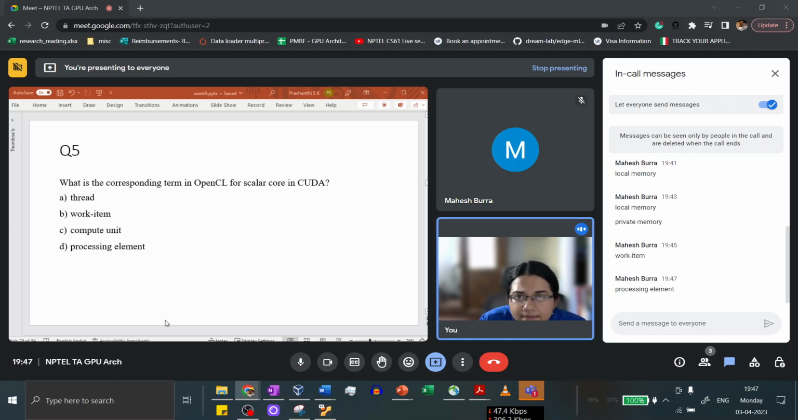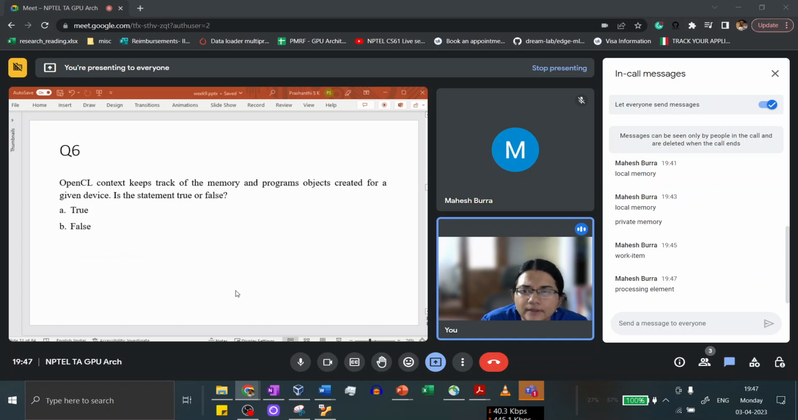Okay, we have an answer, processing element, that is also correct. Let's move on. OpenCL context keeps track of the memory and program objects created for a given device. Is this statement true or false? Think about that.